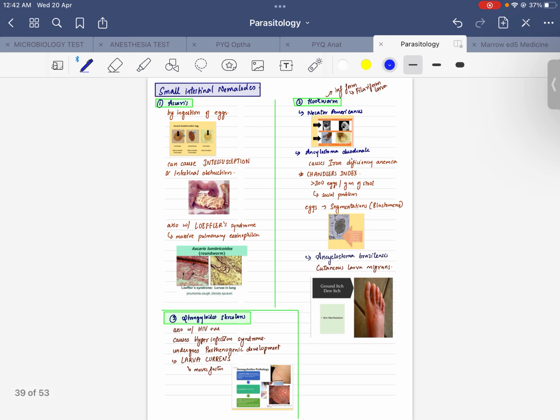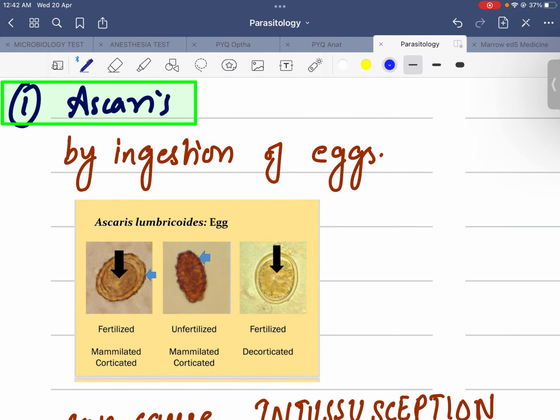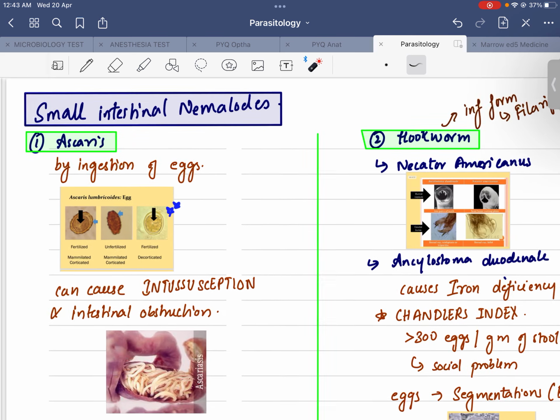Next we have the small intestinal nematodes. Three of them: Ascaris, hookworms, and Strongyloides. Now Ascaris, look at the eggs, it can be asked. Ascaris eggs can either be corticated or decorticated. This thing you see on the end, these are the cortications. This is a corticated unfertilized egg, this is a corticated fertilized egg, and this is a decorticated but fertilized egg. So this is how the eggs of Ascaris look.